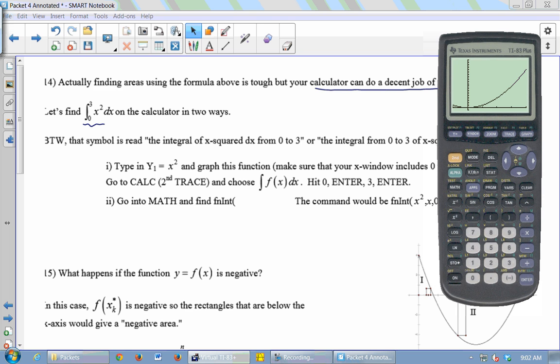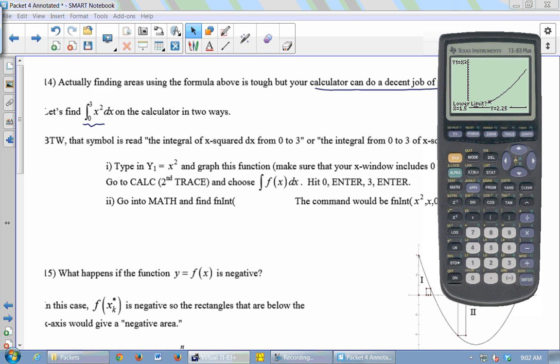And I say, okay, so I'm looking for the area between 0 and 3 that's under this curve. So just this area right in here. All right, so my calculator can estimate that area for me. You go into the calculate menu and you choose option 7, which is an S, that integral symbol of f of x dx. So we hit that.